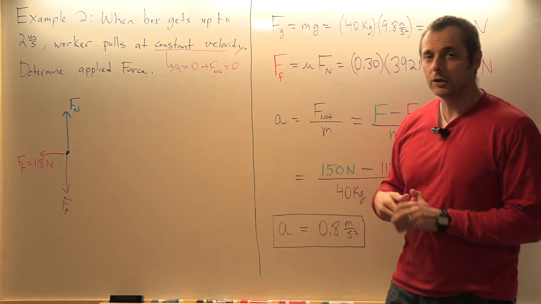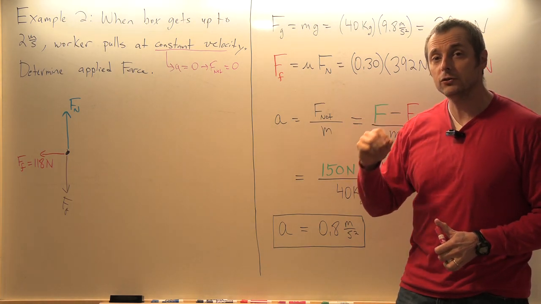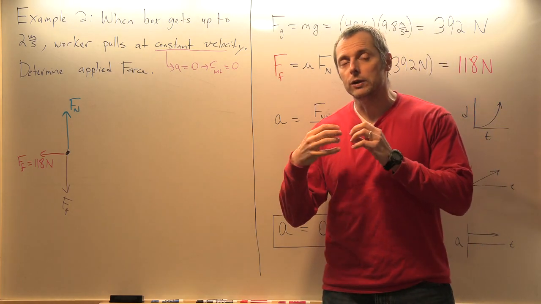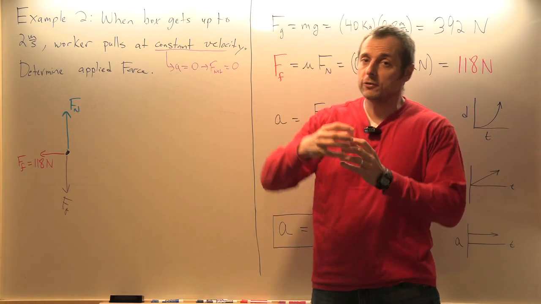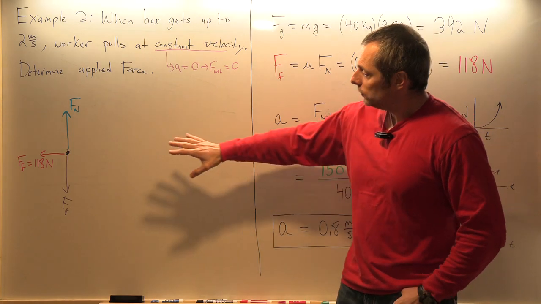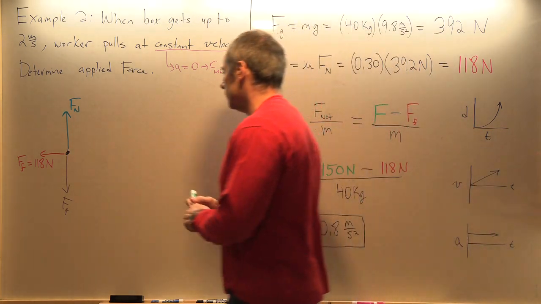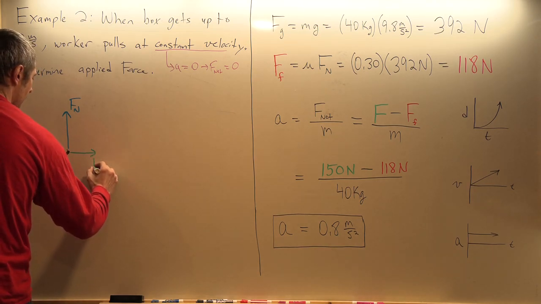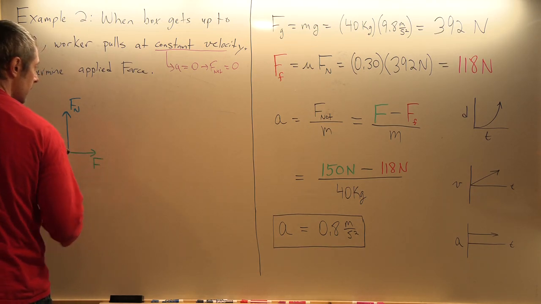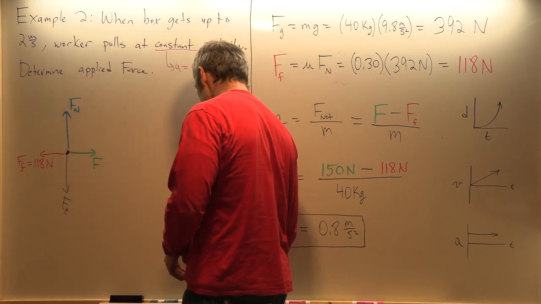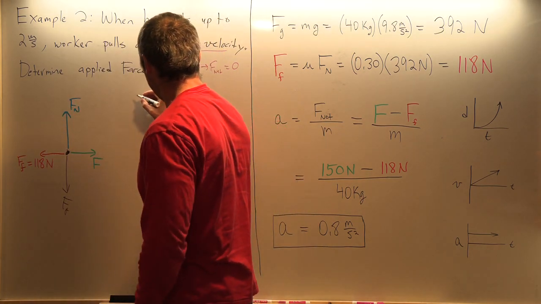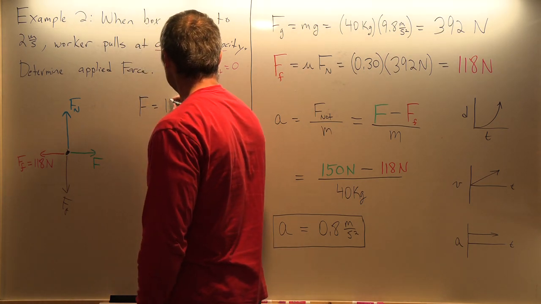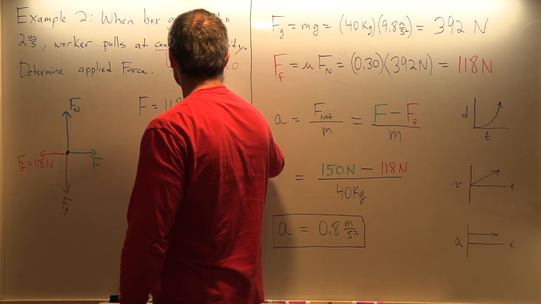So those words, constant velocity, are key to a lot of Regents problems, to realize net force is 0 and that means forces balance in every direction. So to balance that, to create a net force of 0, we need the same amount of forward force. So we can say that the F applied by this worker has to be equal to the friction force.